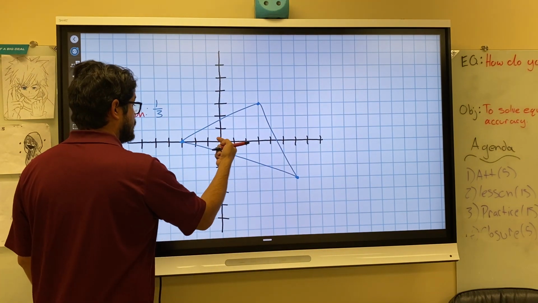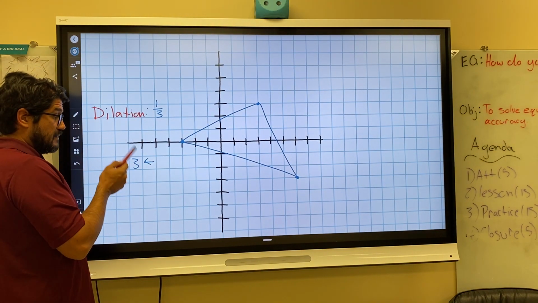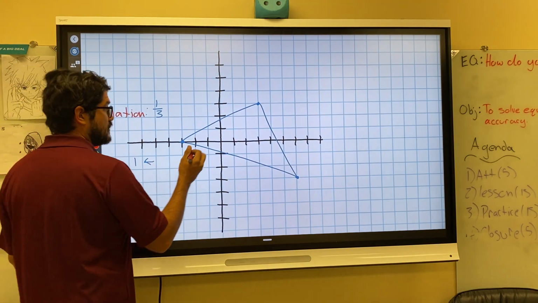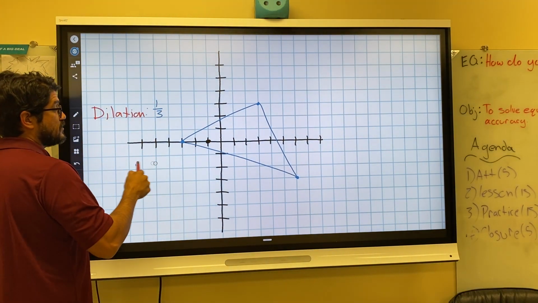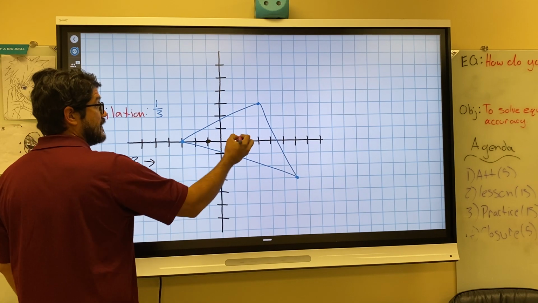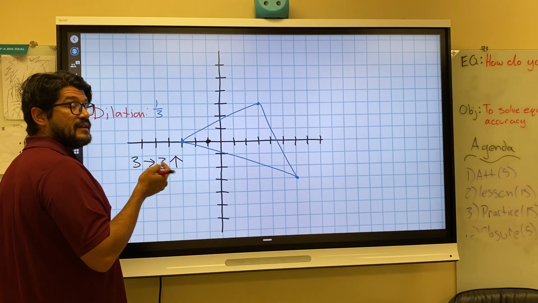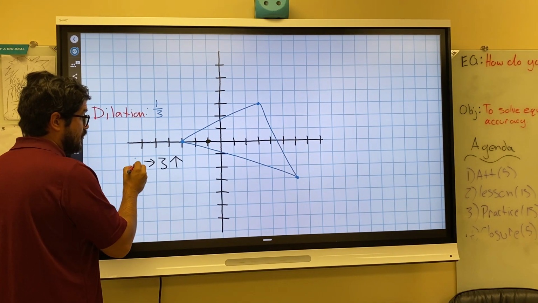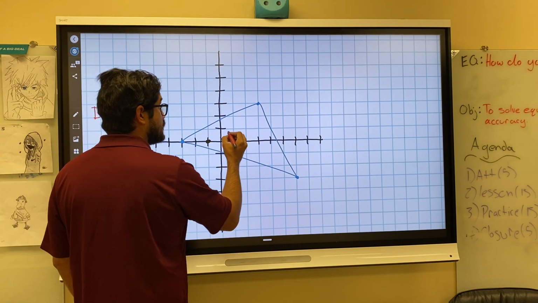Okay, so this one is 3 to the left. So 3 to the left, if I divide this by 3, I'm going to get 1. So now it's just going to be 1 to the left. So my new one is going to be right here, 1 to the left. Now let's change this one. This one's 3 to the right, so 3 to the right, and so 1, 2, 3, 1, 2, 3, 3 up. 3 to the right, 3 up. And now we have to make that 1/3 of it. So now it's not going to be 3 to the right, it's going to be 1. I'm going to divide that by 3. 3 up is going to become 1 up. So 1 to the right, 1 up.